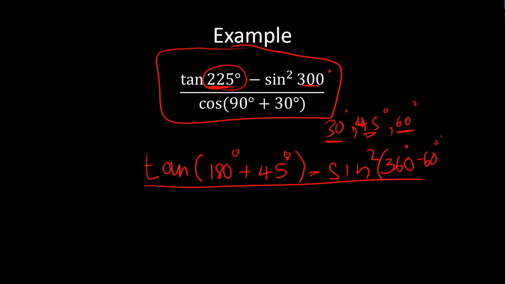And at the bottom, we've got cos of 90 plus 30. So that is now where we use our co-function. So cos of 90 plus 30, we leave out the co, so it's sine of 30 degrees. But a very big thing here is this is going to be negative.